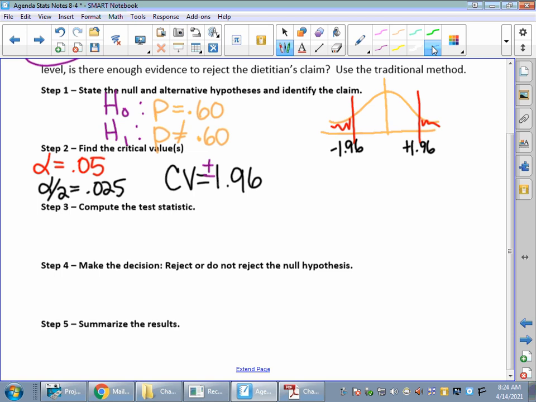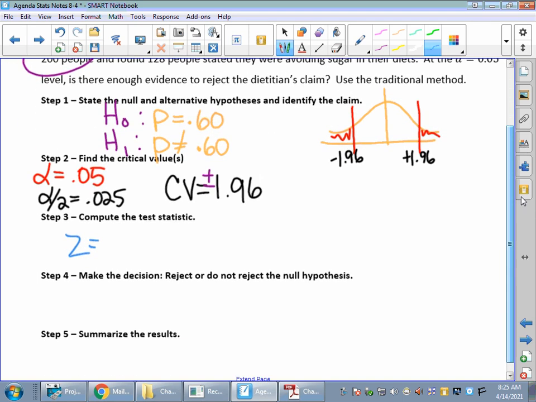Our z is equal to, let me look at my last page. It says it's equal to p hat minus p. Well, we calculated our p hat at 0.64 minus our p, which is 0.6, 60%. That's all going to be over a giant square root of p times q over n. So p was 0.60 times 0.40 for our q, all over our n. There were 200 people involved in this.